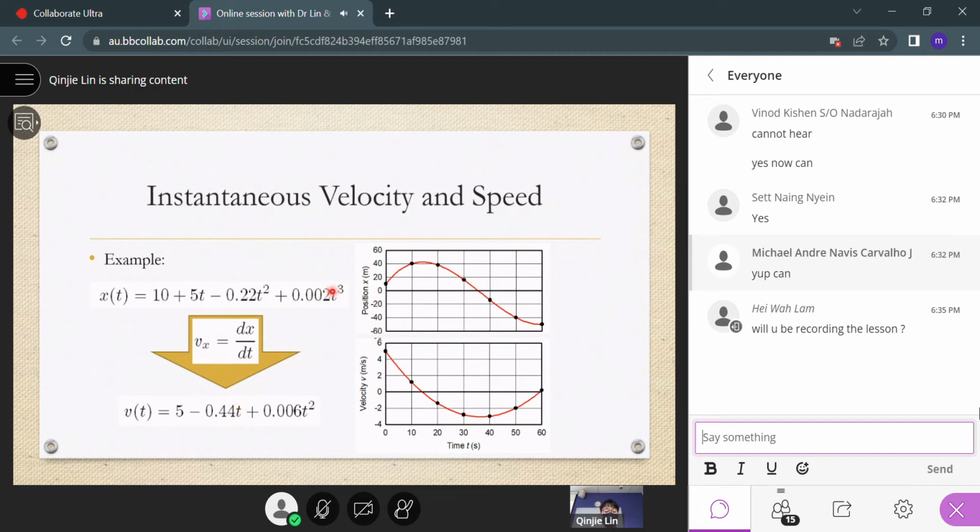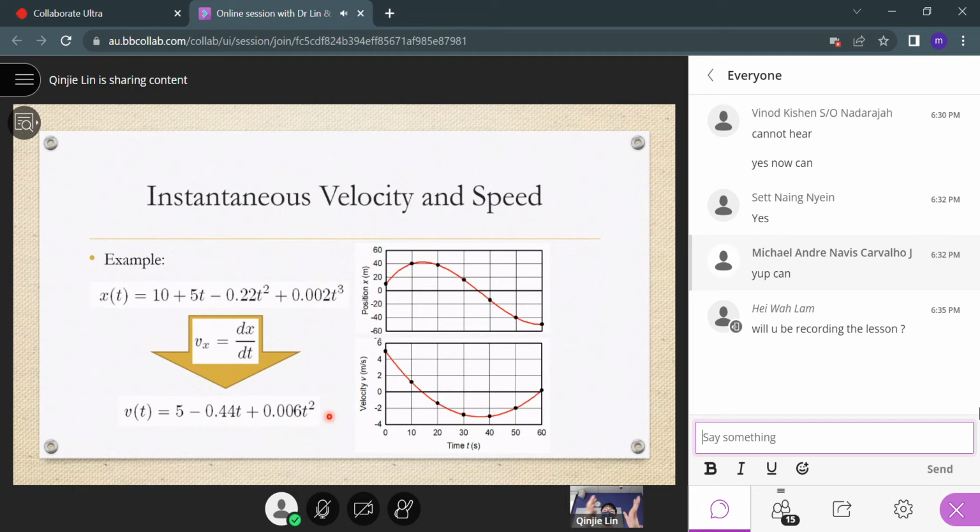Okay, then the last term, same thing. This 3 you bring down, multiply, that's why it becomes 0.006. Then down here, 3 will become 2. So in this manner, if you do it correctly, you are going to get another equation. This equation describes the velocity of the particle.